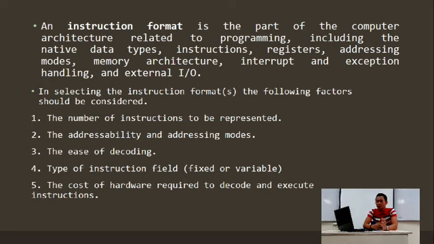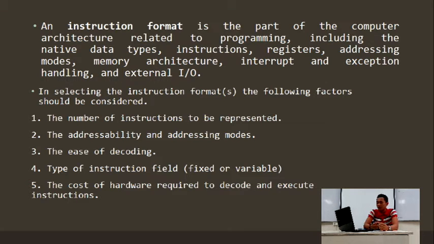Instruction format. Instruction format is the part of the computer architecture related to programming. In an instruction format, we include the native data types, the instructions, the registers, the addressing modes, the memory architecture, the interrupt and exception handling, and external input-output. In selecting the instruction formats, the following factors should be considered.